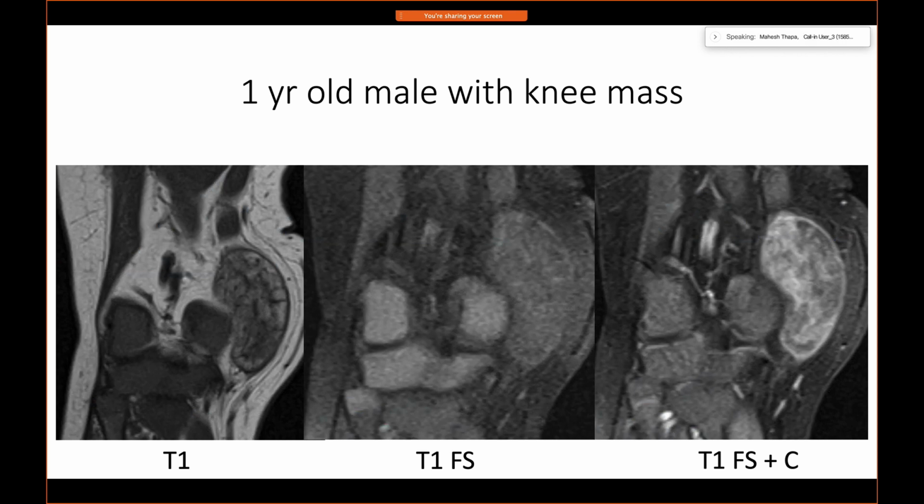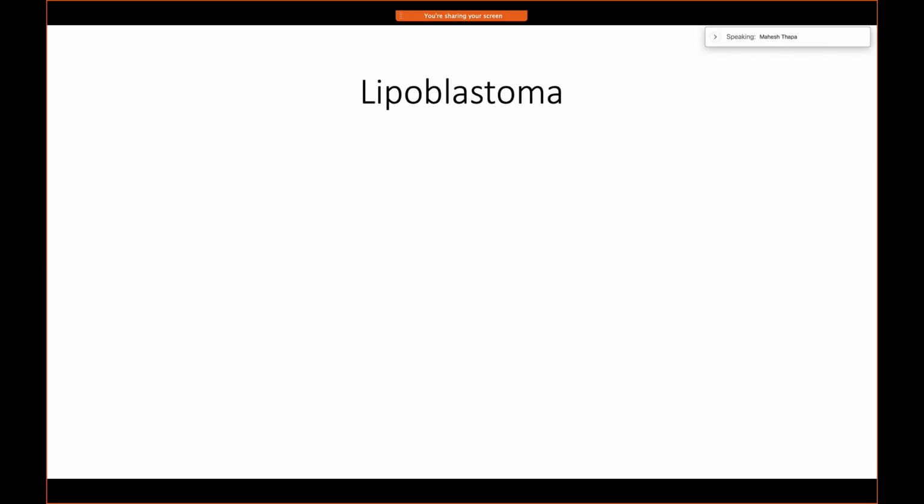The fact that it's a solid mass doesn't really help you as far as whether it's sarcoma or not, but the fact that it has fat in it, and the fact that it is a young person, less than 2 years of age, 2-3 years of age, a fat-containing lesion is going to be benign. So this is not going to be a synovial cell sarcoma. This, as was shown, is a lipoblastoma.